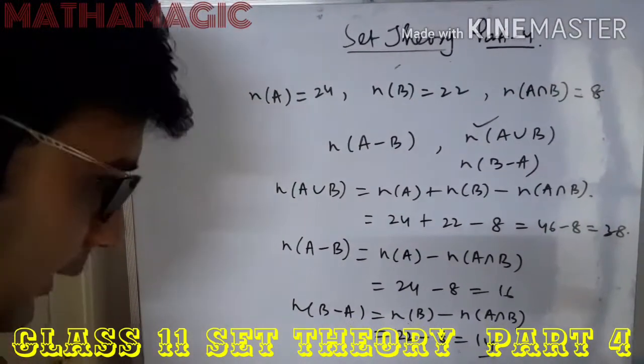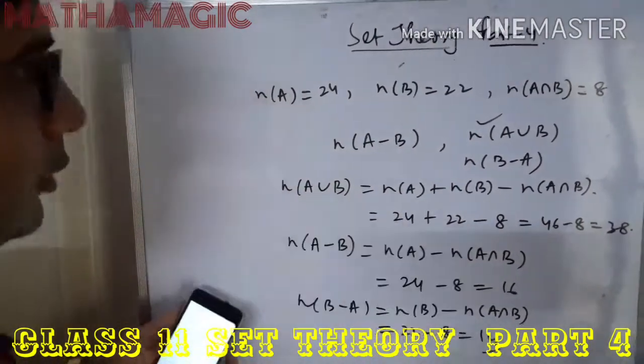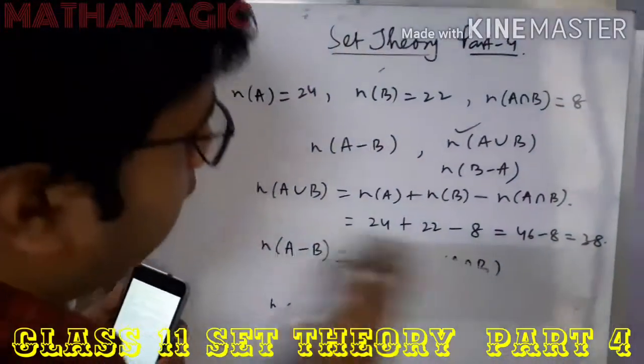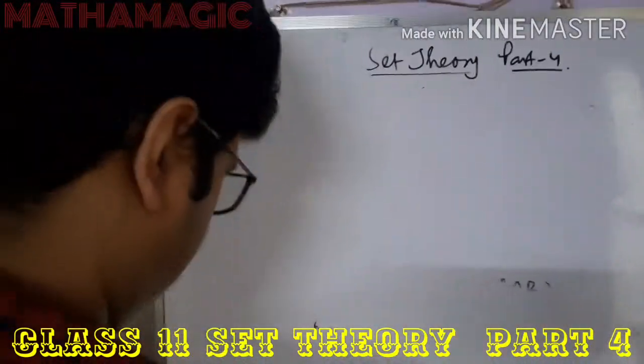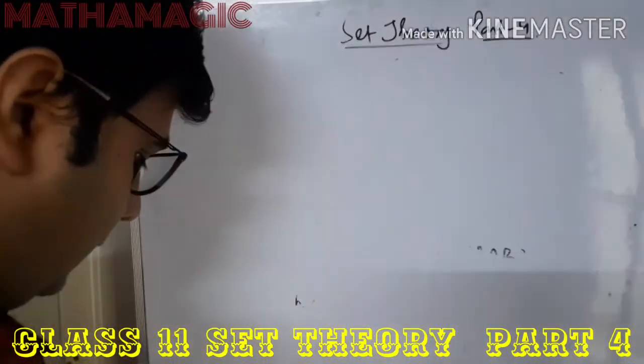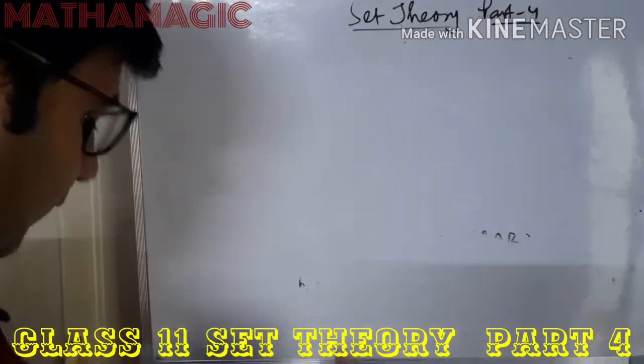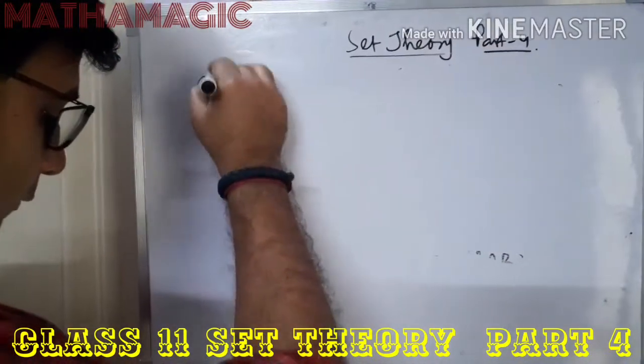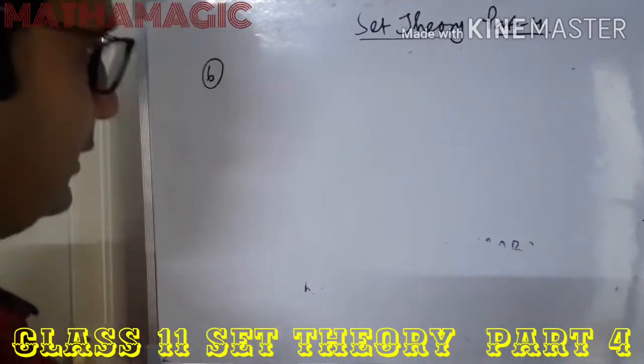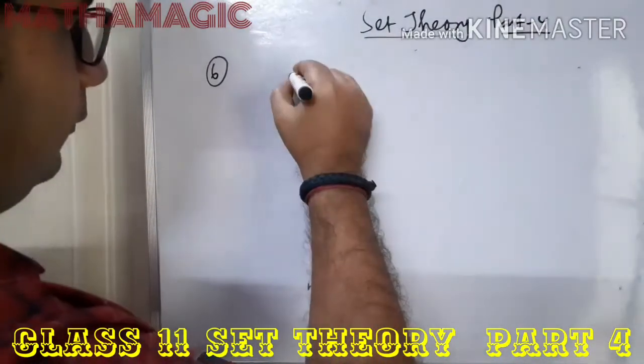Now we'll move to the next one. Note it down if needed. So we'll move to the next problem, in which it is being stated that in a group of 50 persons, 30 like tea.